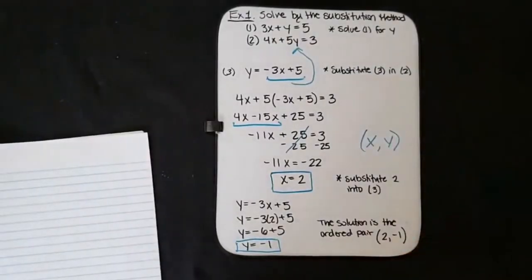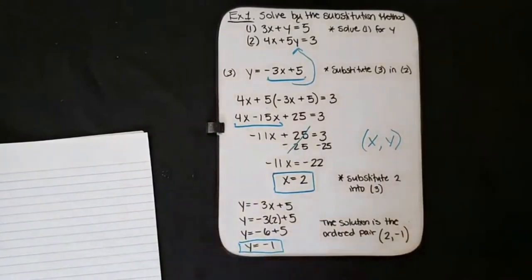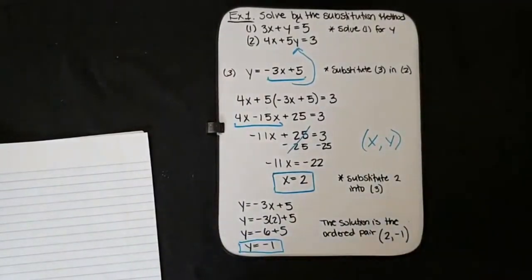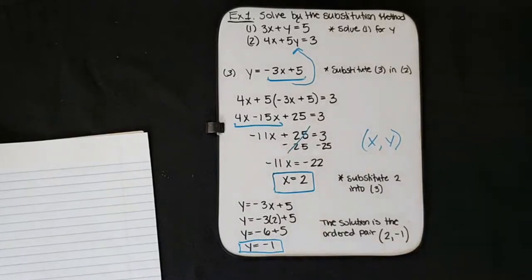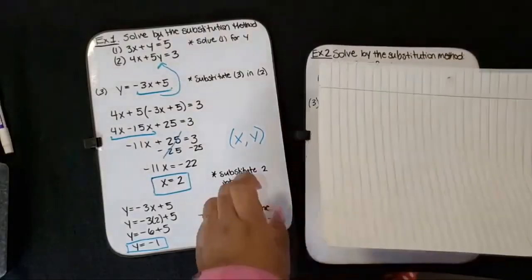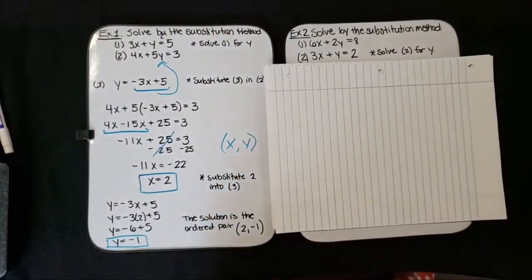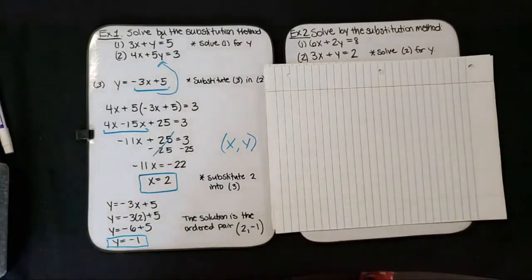So key thing to remember with substitution, you're taking one equation, solving for x or y, and you're going to plug that into the other equation and solve for that variable that's present. When you substitute it in, it should be only one variable that's present. So it shouldn't be a question of what you're solving for. All right, let's look at example 2. Once again, solve by substitution.